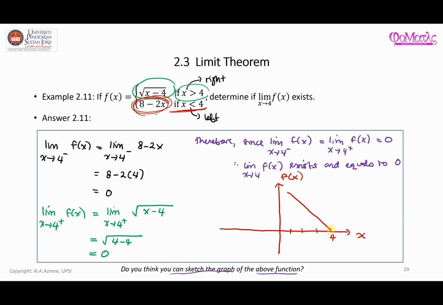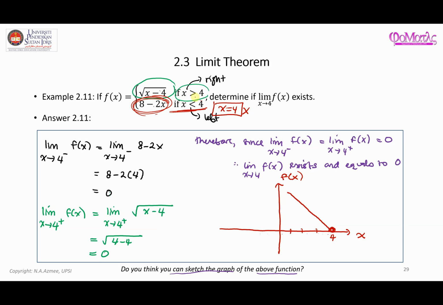Okay, and at point x equals 4, it's going to be an open circle because the function here is just for x being less than 4. It doesn't include x equals 4. So therefore when x is exactly 4, this is going to be an open circle. It is not defined.